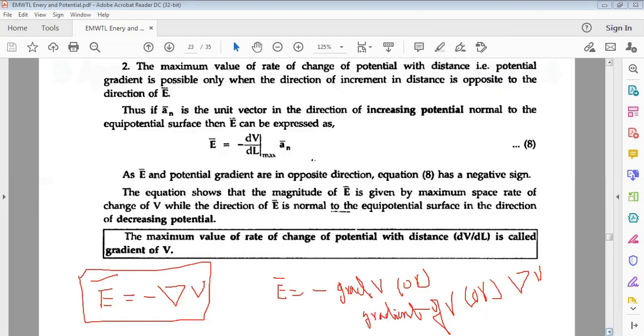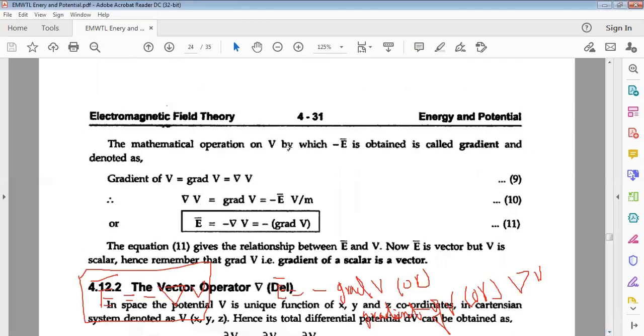Got it, minus. So the mathematical operation on V by which minus E bar is obtained is called gradient, and denoted as gradient of V, grad V, or del V. So del V is equal to grad V, that is equal to minus E bar, or E bar is equal to minus del V or minus grad V. Got it, my students?